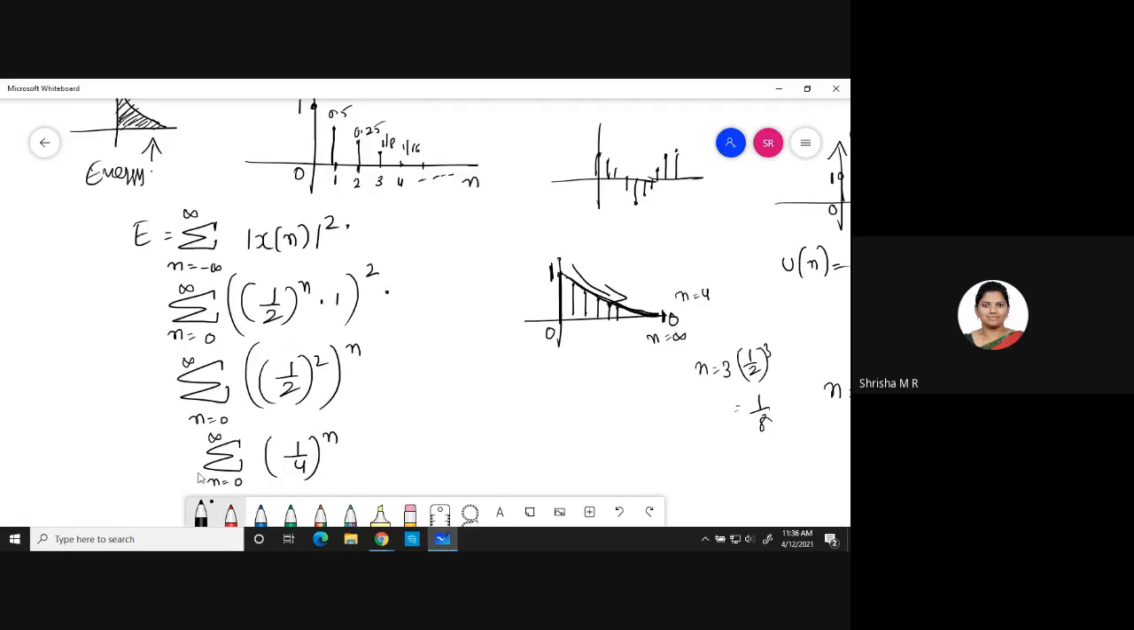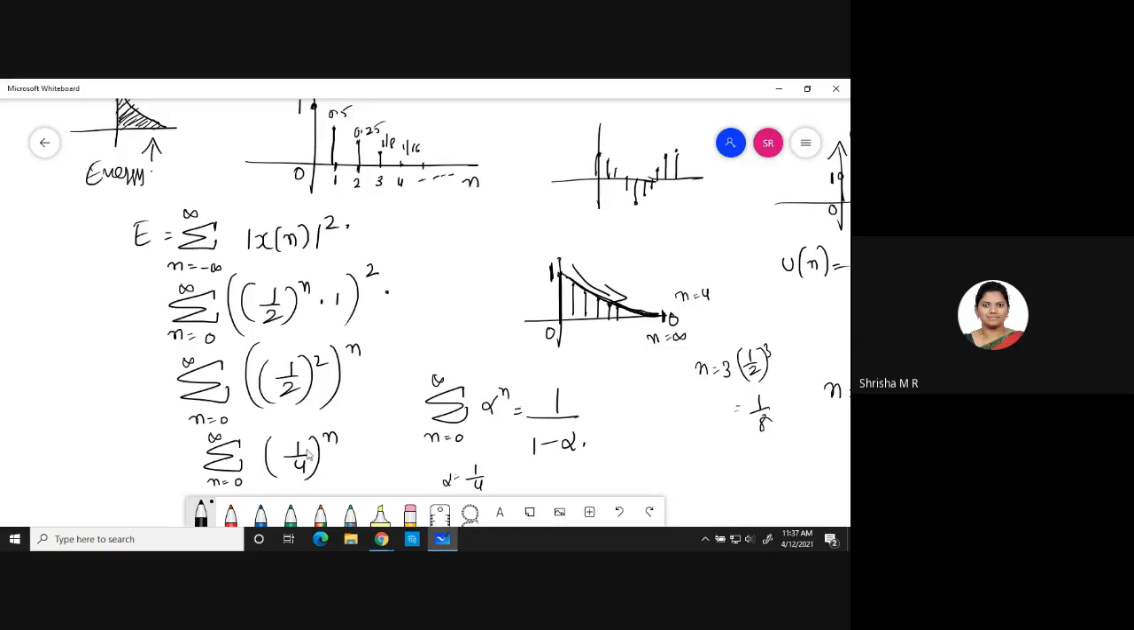So what type of equation is this? Summation n equal to 0 to infinity of alpha to the power of n. It's a geometric progression equation, right? The summation n equal to 0 to infinity of alpha to the power of n would be 1 by 1 minus alpha. So this alpha here is 1 by 4.